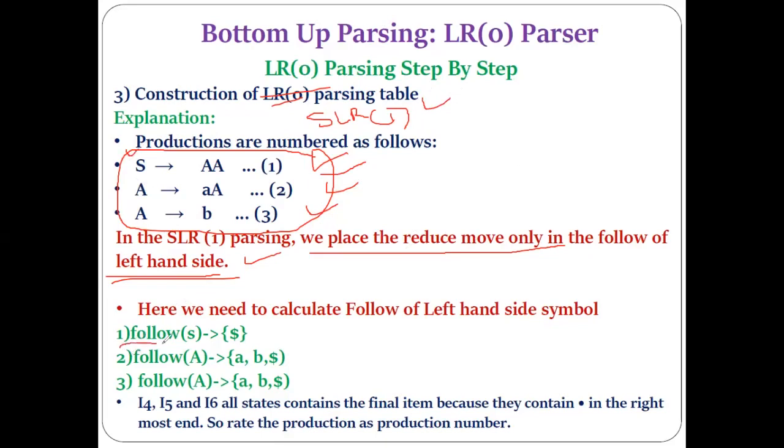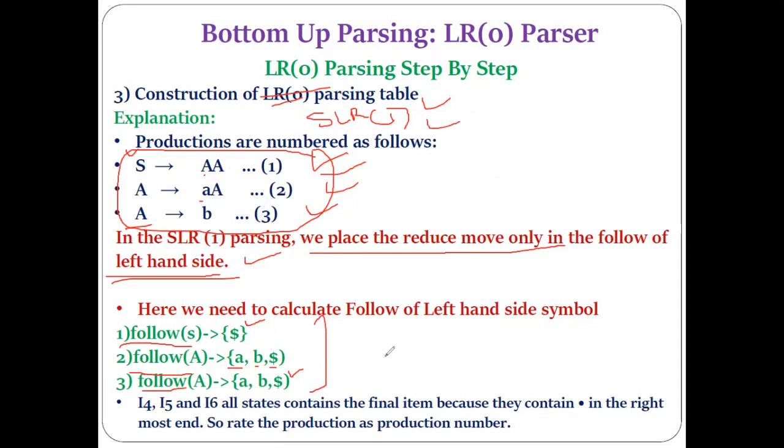Follow of S is the dollar itself. How to calculate the follow, I already told you in the physical lecture. So follow of S is dollar. Follow of A is first of A and follow of the starting symbol. First of A is a and b. So follow of A, we have a and b and dollar. Again, related with this A also, the follow of A is similar. So first you have to calculate the follow of the particular non-terminal symbols given in the grammar when you are constructing the parsing table for SLR1.